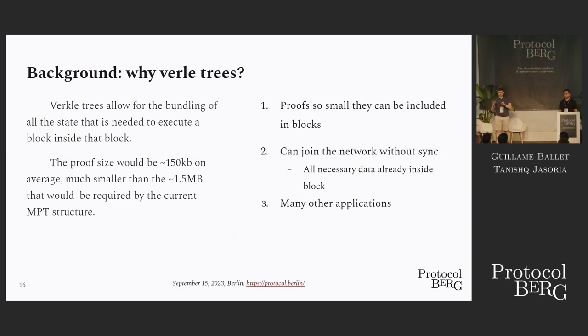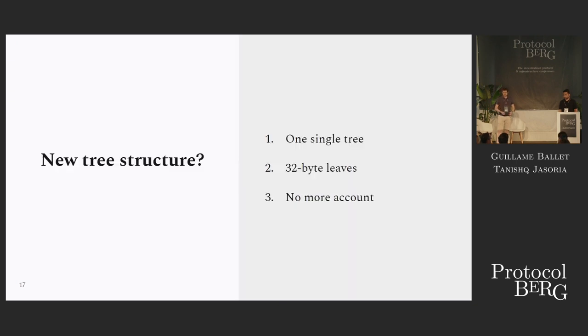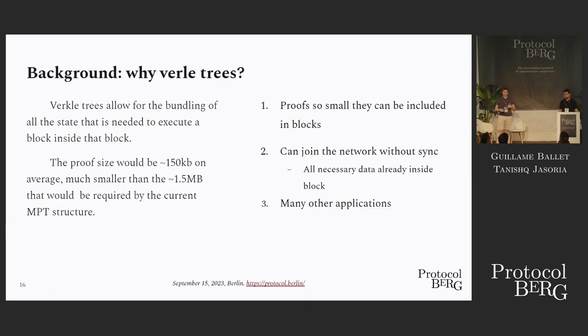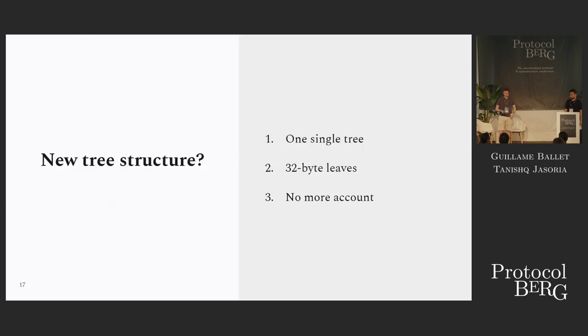take the state that we need to execute a block, no more, no less, add some proof that this is correct, package it in a block, and the block doesn't get too large. So it's realistic to transmit those blocks around the network. And the advantage of this approach is that you can even see the block as a self-contained execution entity. So you do not need any of the state. Basically, you no longer need to sync if you want to be a stateless node.